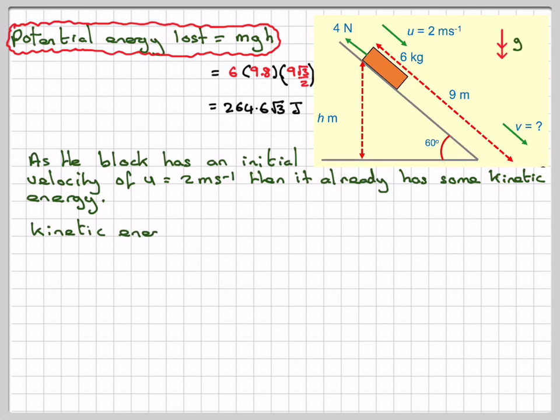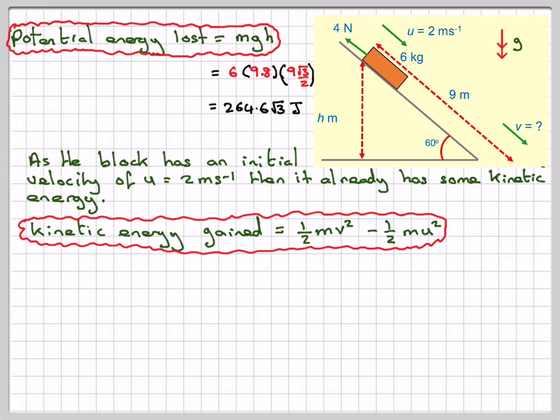So the kinetic energy gained will be a half mv squared minus a half mu squared. And obviously we've got to calculate v. So that's going to be a half times the mass of the block, which is 6, times v squared, minus a half times 6 times 2 squared. Half of 6 is 3, so that's 3v squared, minus 3 times 4, which gives me 12. So this will be the kinetic energy gained when this block goes down this plane here. So this has to be equal to this.